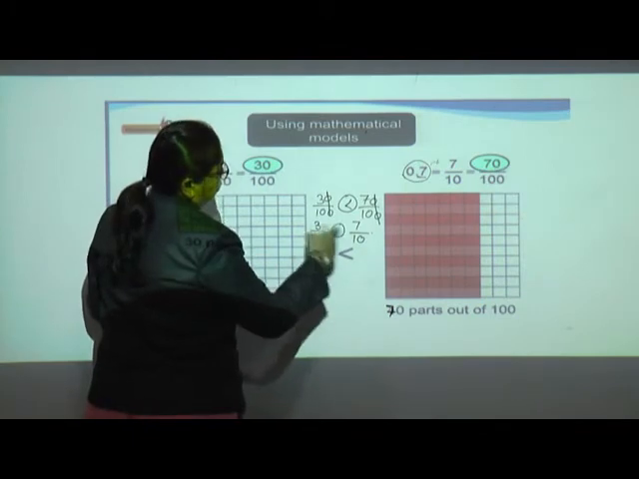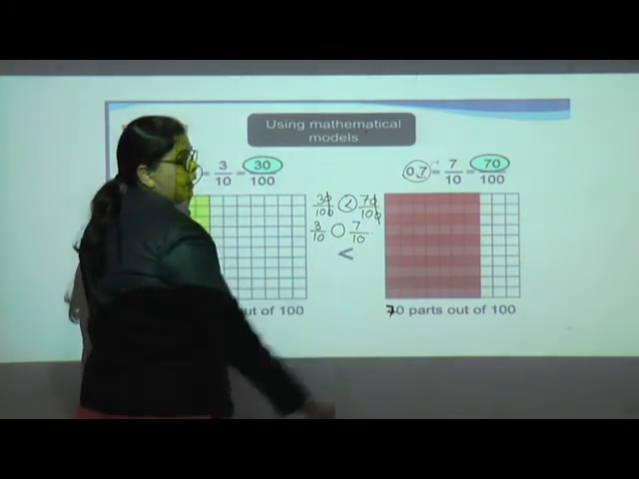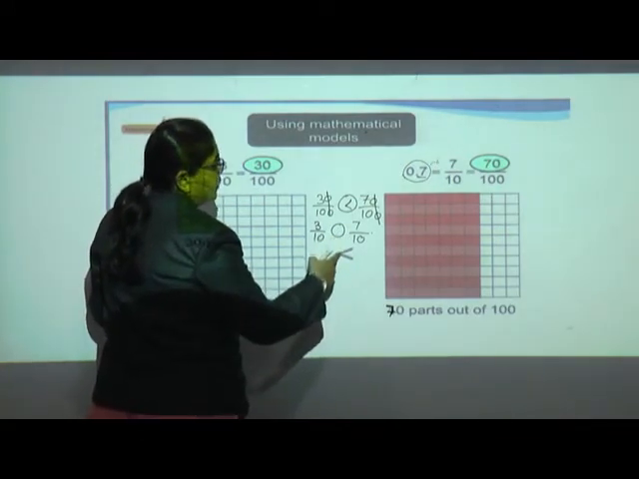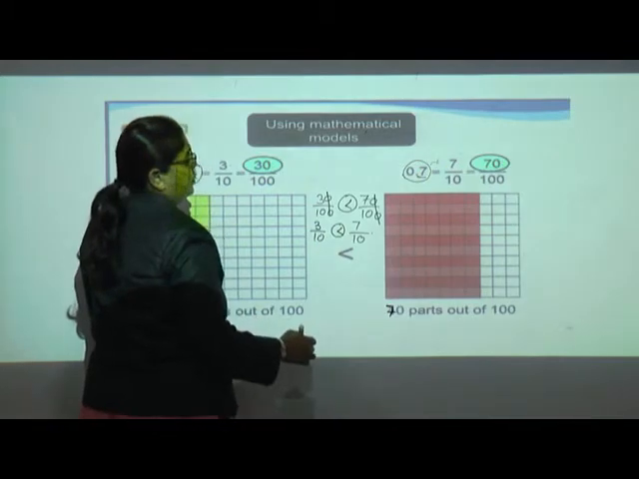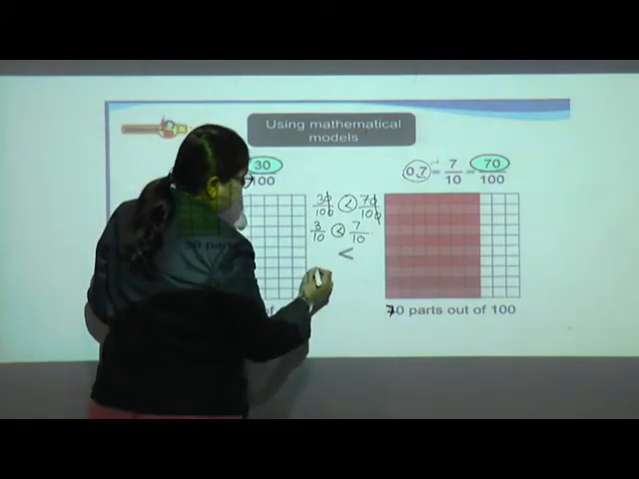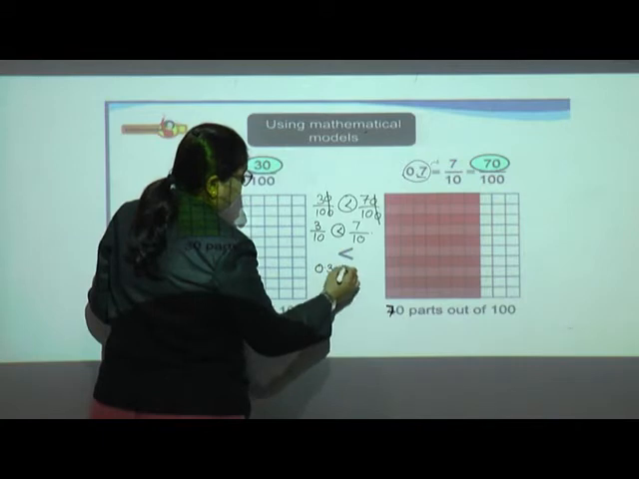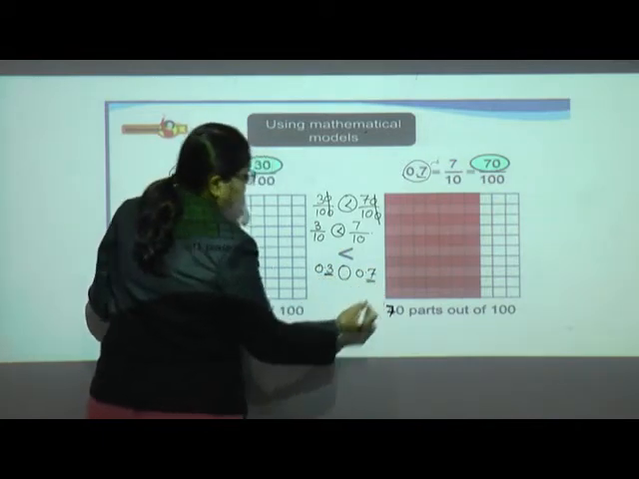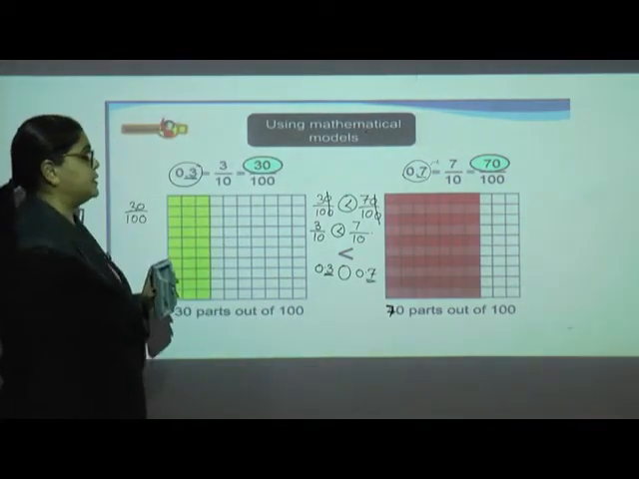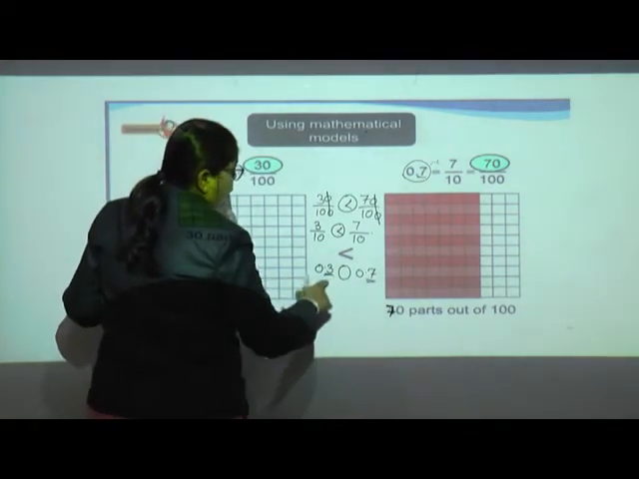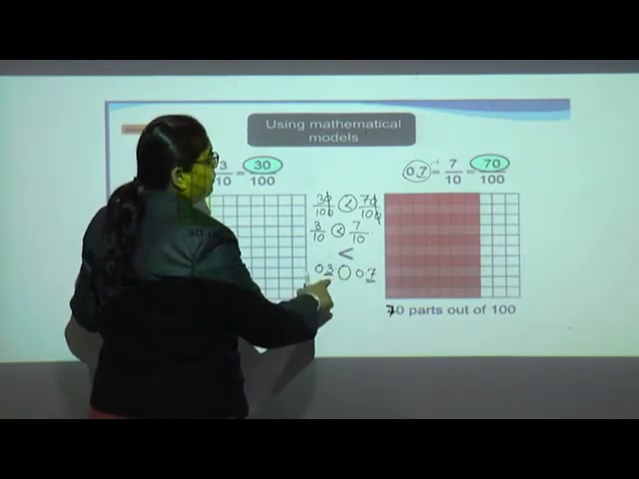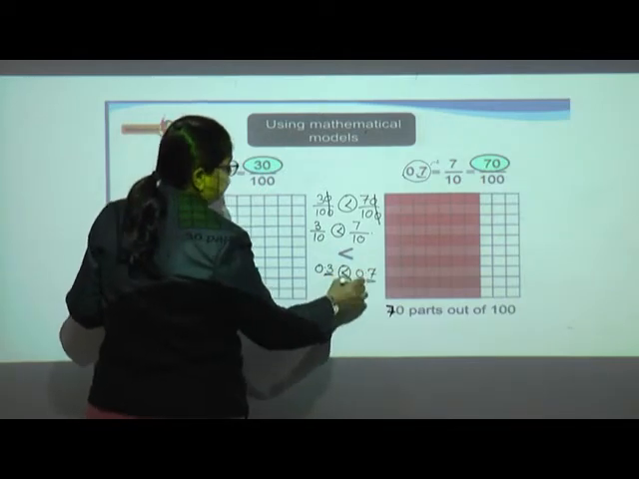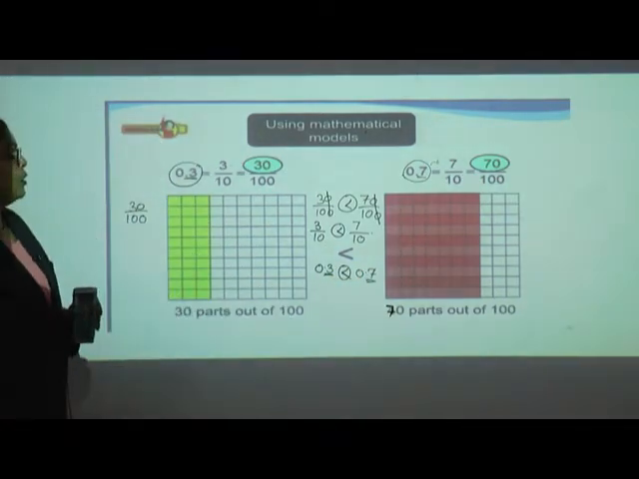How will you write it? If both the denominators are the same, you can do any operation. Now it is easier to compare which number is greater: 0.7. Now if it is given in decimal, 0.3 compared with 0.7, we have the same number of digits after the decimal point. We have 1 digit, but the numbers are 0.3 and 0.7. Which is greater? 0.7 is greater. So we have to give a greater sign to this.